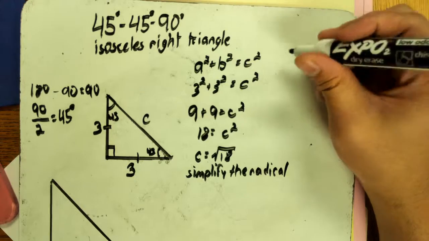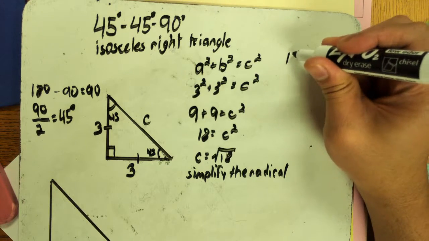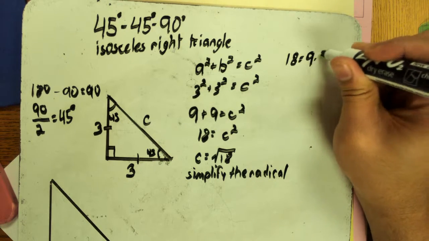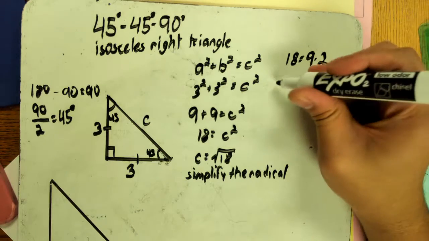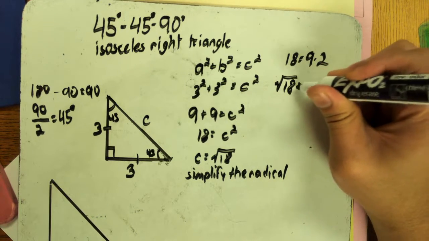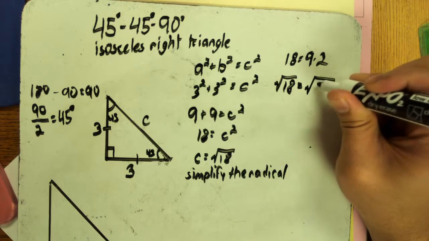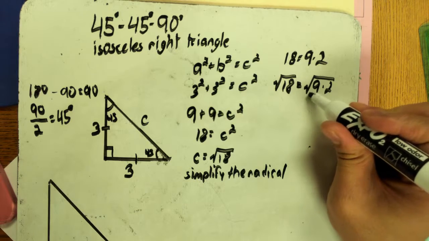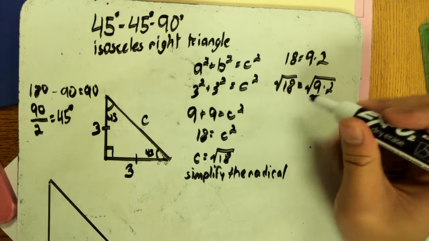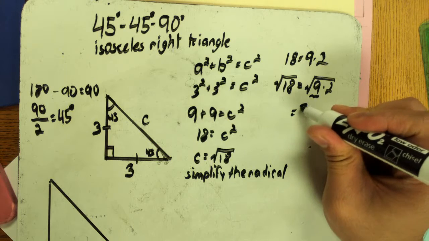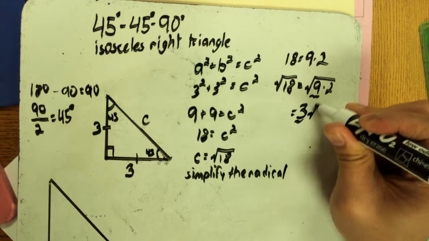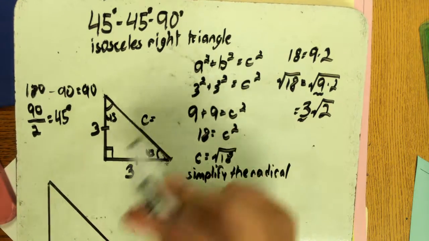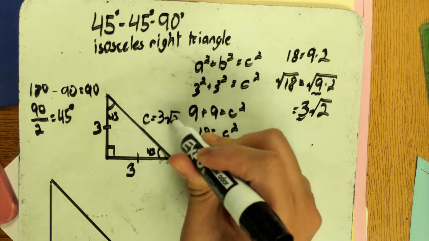So off here to the side, 18 can be broken up into a 9 times a 2. So the square root of 18 is equal to the square root of 9 times 2. 9 is a perfect square, so that comes out. The square root of 9 is 3. Then 2 stays inside. And there's your answer. C equals 3 square root 2.